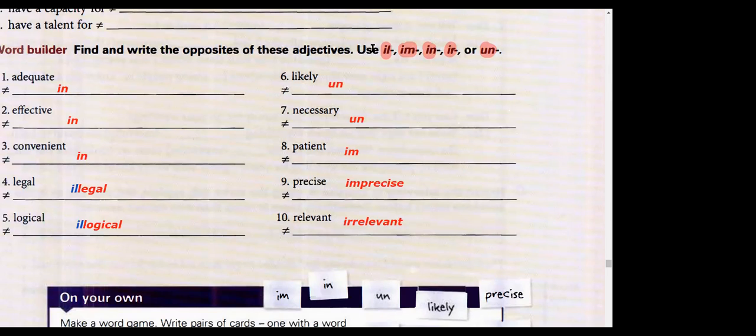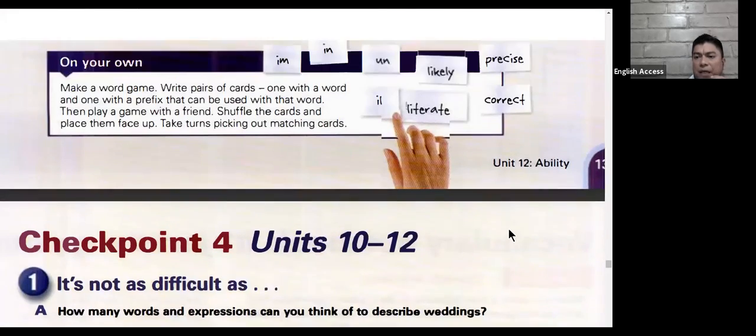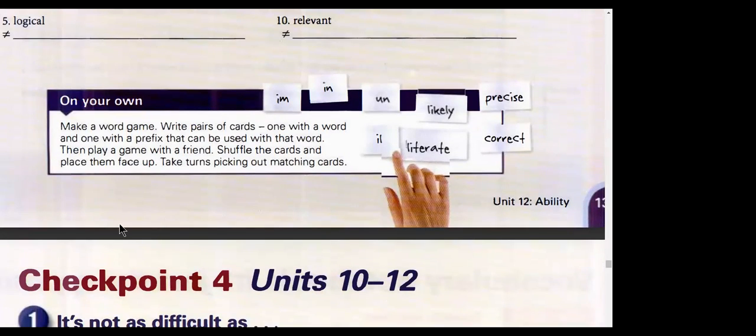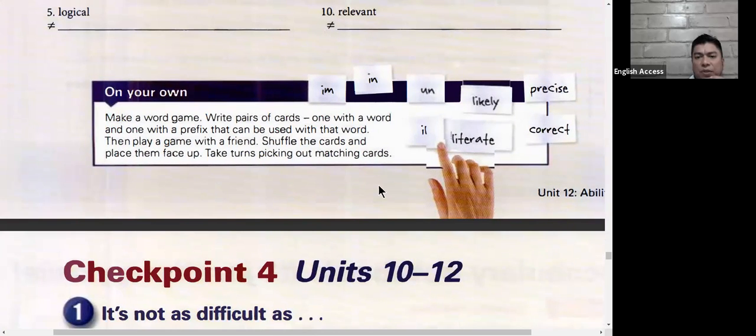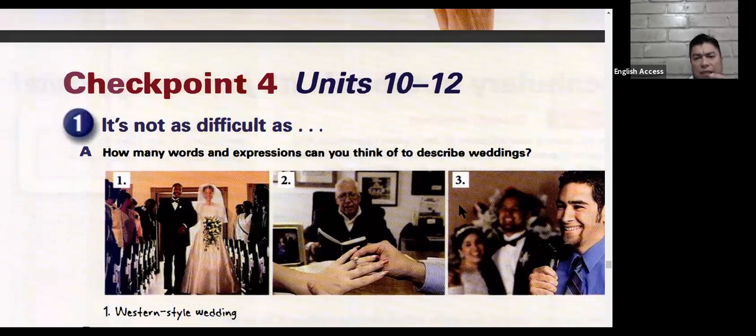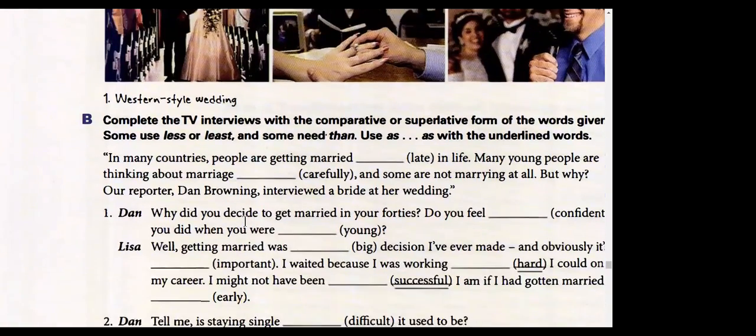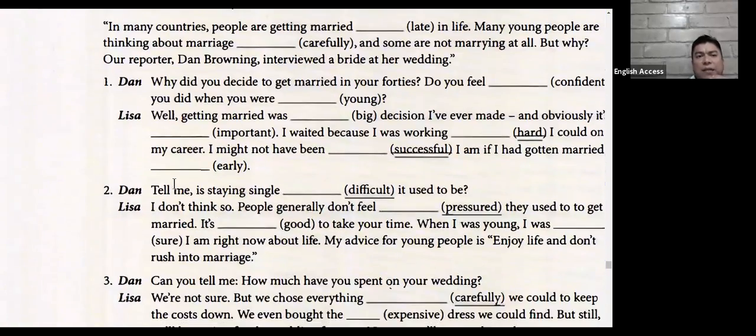No, not yet, teacher. Okay, let's go. After this page, 135. Then you have checkpoints, units 10 to 12. Now you have the chance to do this on your platform. Have you seen it in the platform? Yes. Did you finish it? No. No? All right, well, do it as a team here.